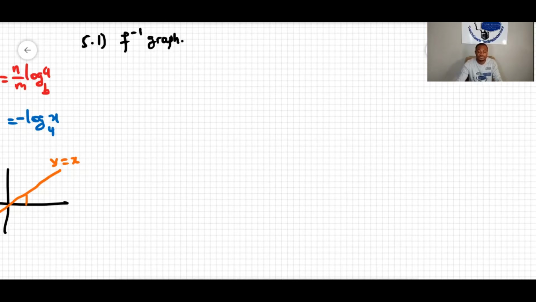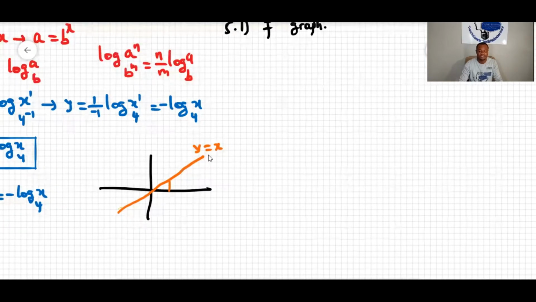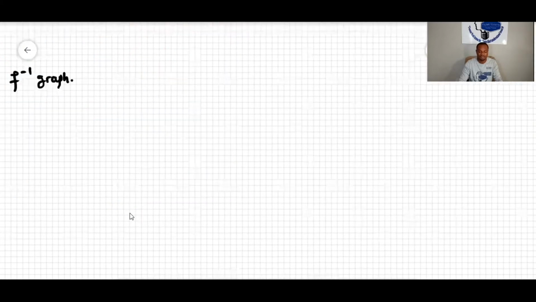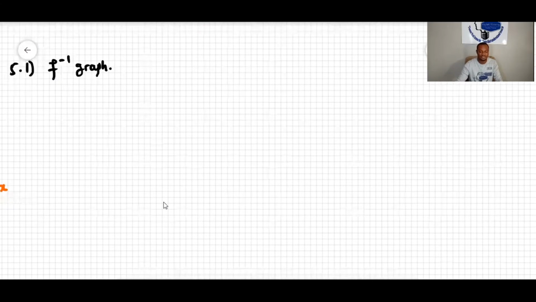The question says we need to indicate all intercepts. Remember, in the previous video, we said the graph must be symmetric about the line y equal x. But before I do, let's first find the intercepts. F minus 1 was found to be equal to negative log of x... I can use any of them. Let's just use log of x base a quarter. F minus 1 of x is log of x base a quarter.